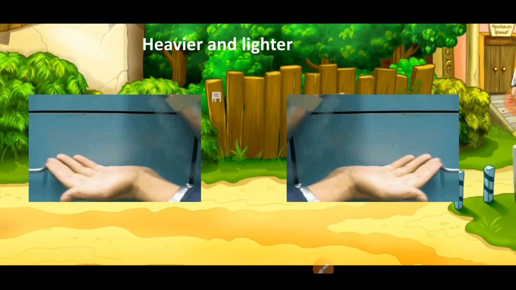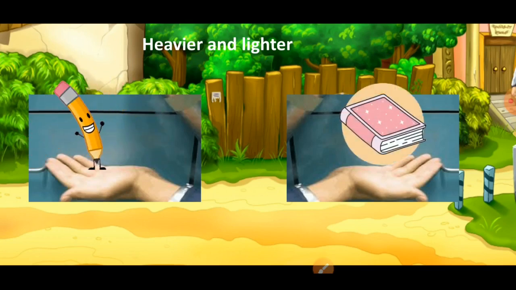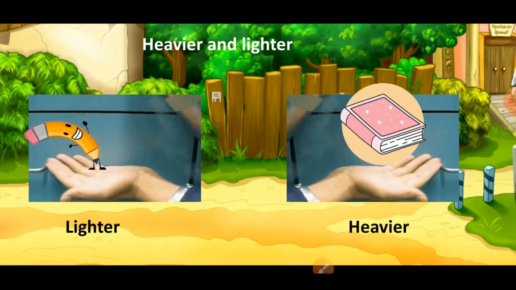See one example. Suppose in one hand we hold a pencil and in the second hand we hold a book. Now children, tell me which object is heavier and which object is lighter. Obviously, the pencil is lighter and the book is heavier. We can say that the book is heavier than the pencil. But everything we hold in our hand, this type of measurement is not accurate. It is just a rough estimate.